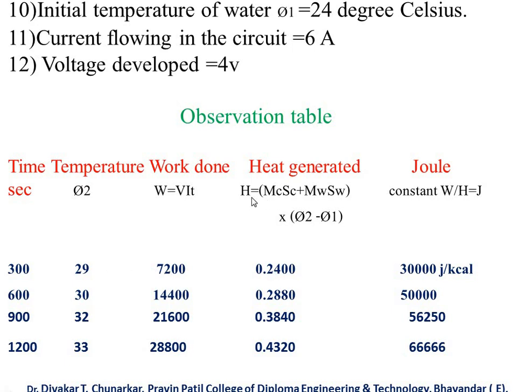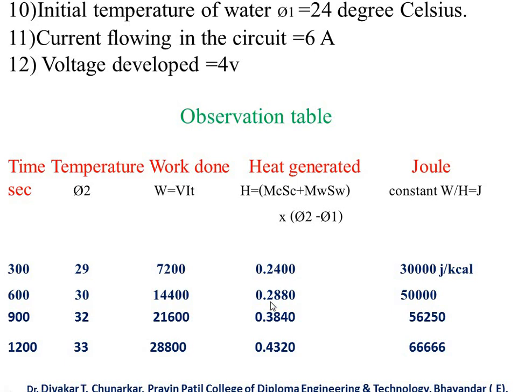Then we have to calculate the amount of heat: mass of calorimeter times specific heat of calorimeter, plus mass of water times specific heat of water, into theta 2 minus theta 1. So we get this value 0.244. This value you can write in the power form, that is 2 into 10 to the power minus 1, keeping this in mind. So all values here are 2.4 into 10 to the power minus 3.